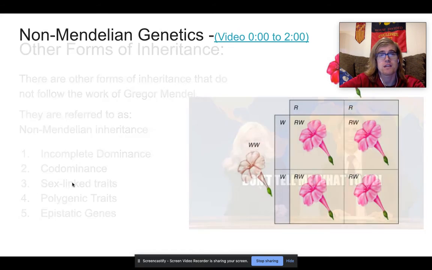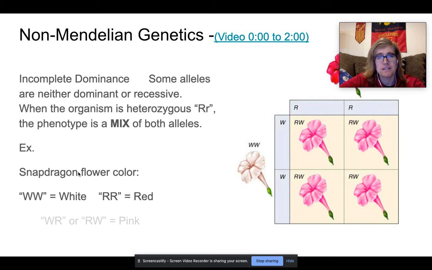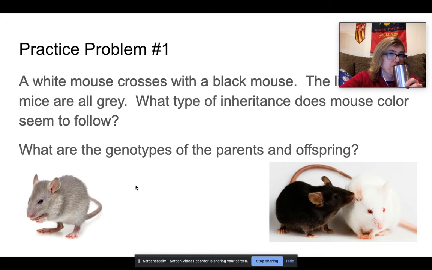All right, so we're going to skip past incomplete dominance. That's a little review. Some alleles are neither dominant nor recessive, but when the organism is heterozygous, big R, little r, or big R, big W, the phenotype is a mix of both alleles, right? So they become pink. Here's a practice problem for you.